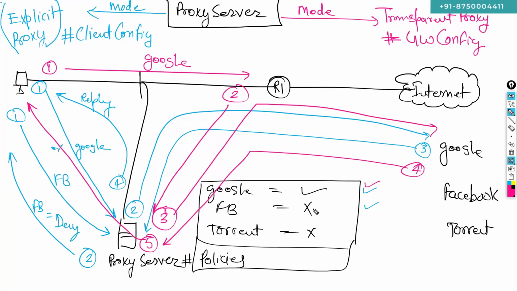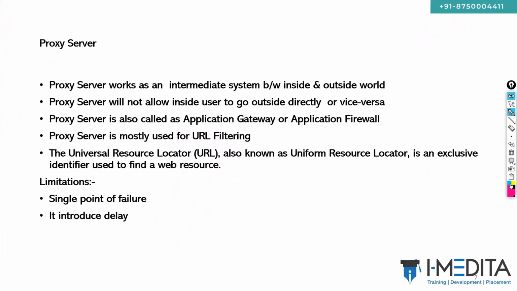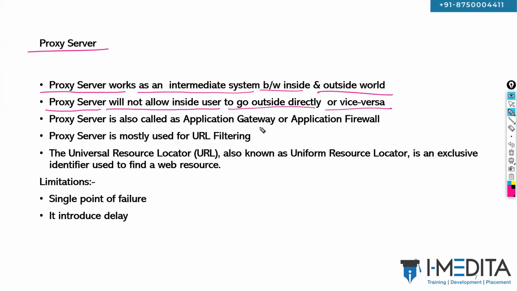If the URL is not allowed, then the client can't access it. Whatever we have understood through the diagram, now you can say this is our internal network, this is the external network. Request is going via proxy, reply is coming via proxy. So the same thing is mentioned here: proxy server works as an intermediate system between the inside and outside world. Proxy server will not allow an inside user to go outside directly or vice versa.